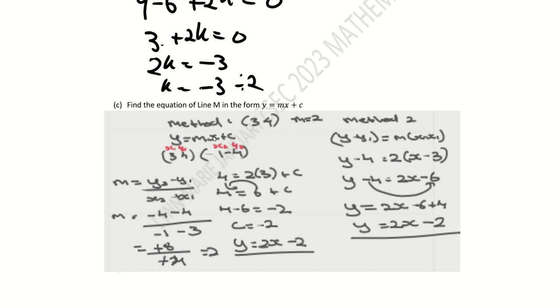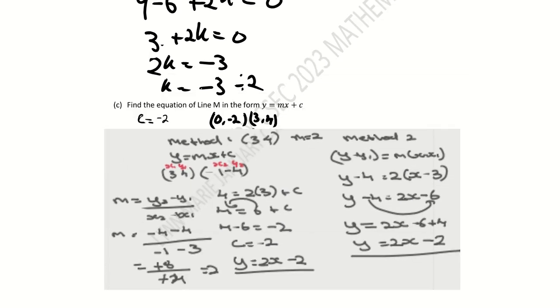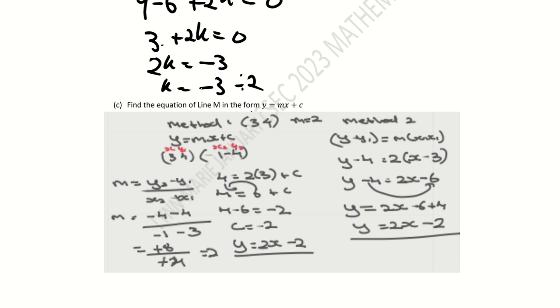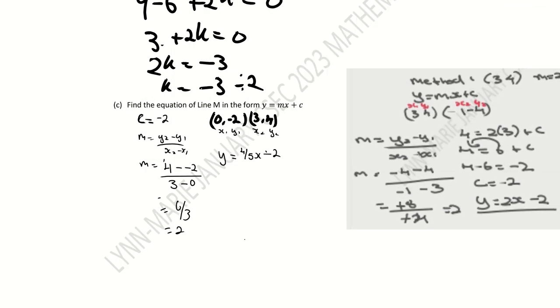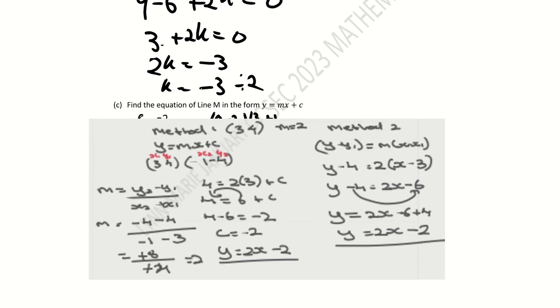I have method 1 and method 2 here. I use 3, 4, and then negative 1, negative 4. I found my gradient to be 2, which is correct, right? So my equation of my line is going to be this. So it doesn't matter, you realize that I use coordinates 0, negative 2, and 3, 4, and I'm still getting 2, right?